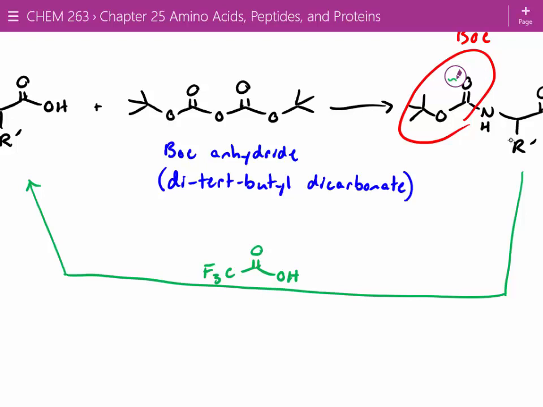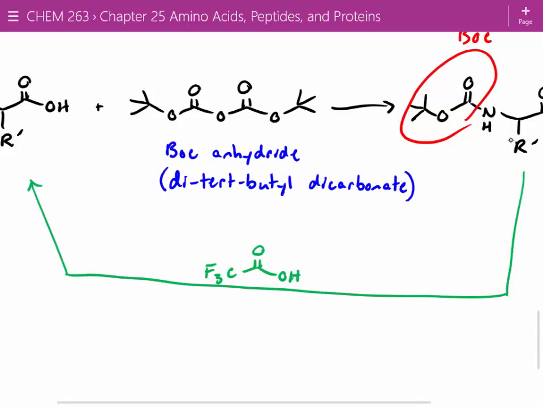And the mechanism is shown in your book, I'm not going to cover it, but the cool thing with this reaction is it expels isobutylene, which is a gas. So the reaction will start bubbling. As soon as it's done bubbling, you know all your Boc is removed. It's a really simple, easy workup, and you don't have to worry about purification. You just treat it with trifluoroacetic acid and then evaporate off the excess trifluoroacetic acid. Pretty cool reagent.